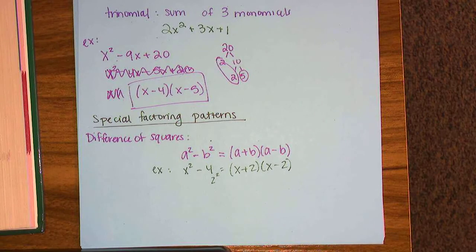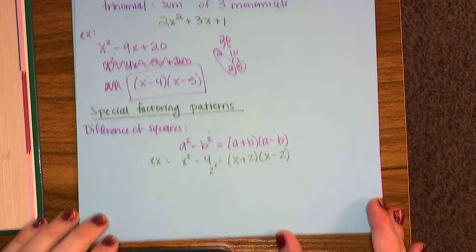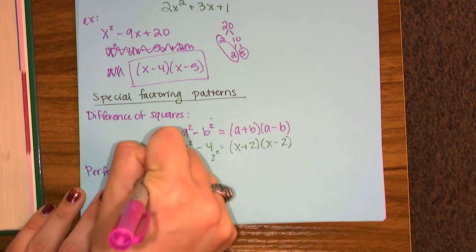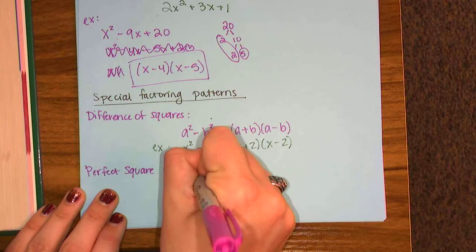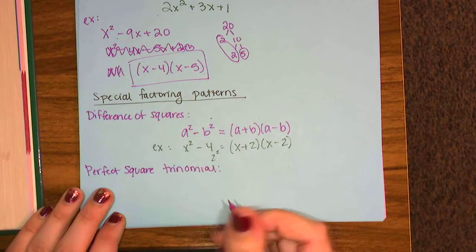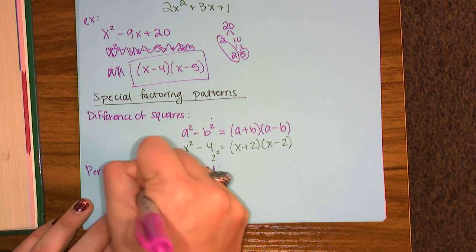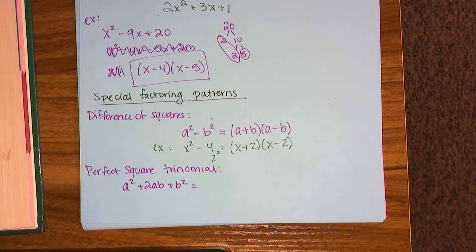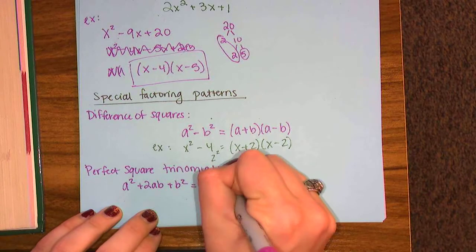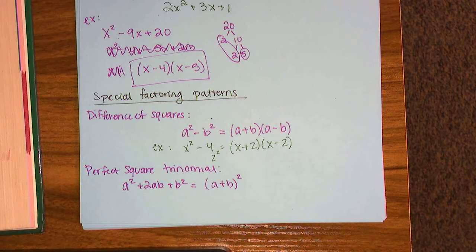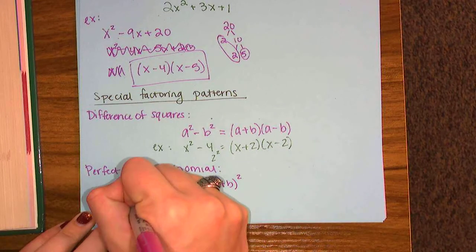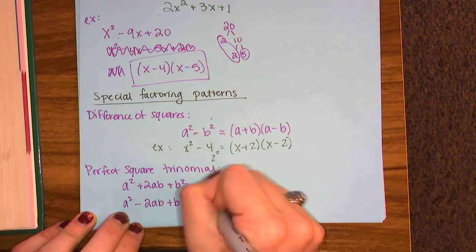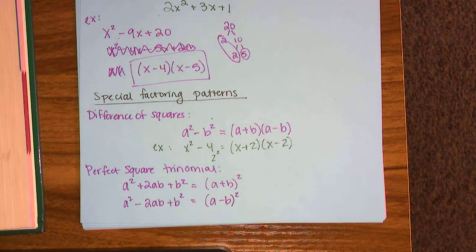Alright, and then the other type is a perfect square trinomial, and in this one we have two options. You start out with a squared plus 2ab plus b squared, and that factors into a plus b squared. Or you start out with a squared minus 2ab plus b squared. This factors into a minus b squared.